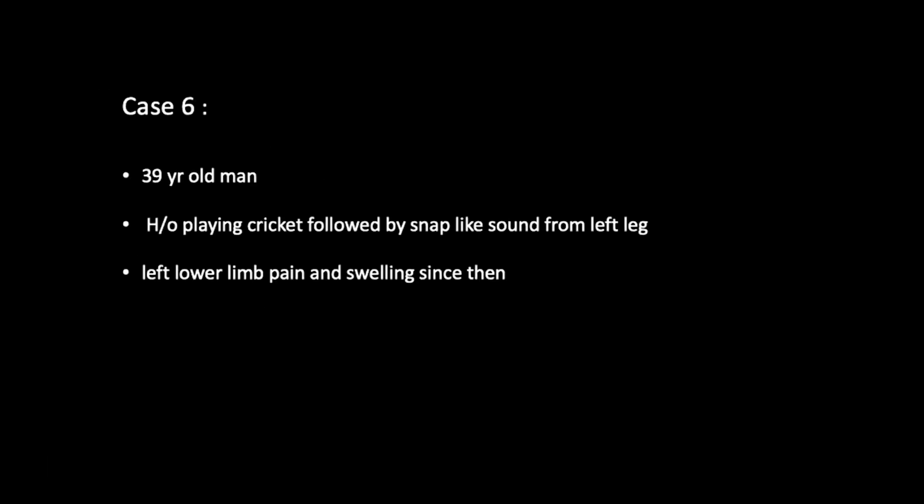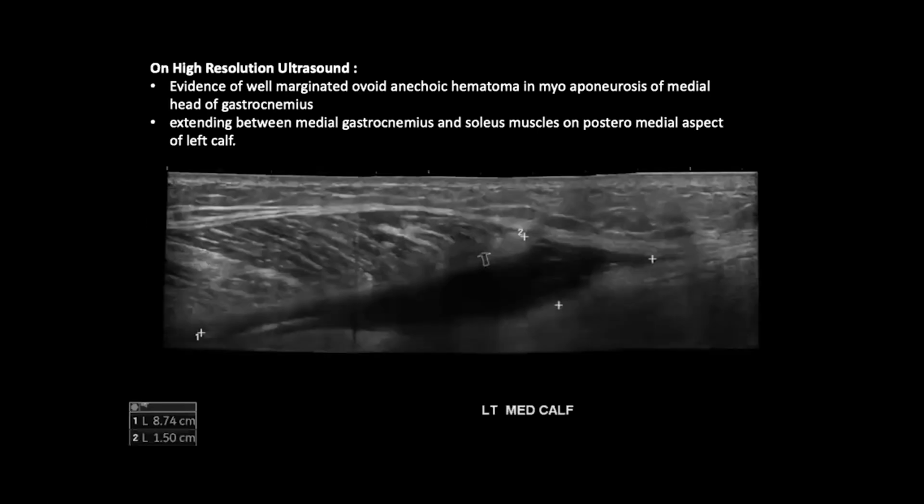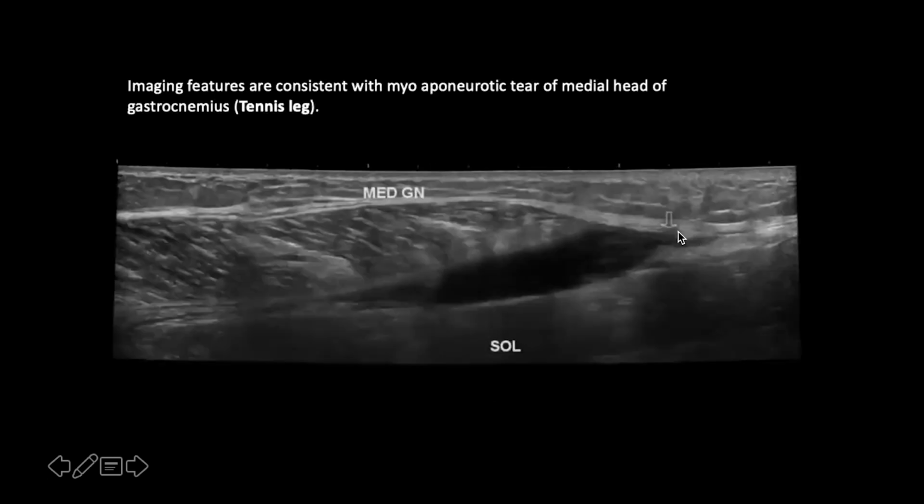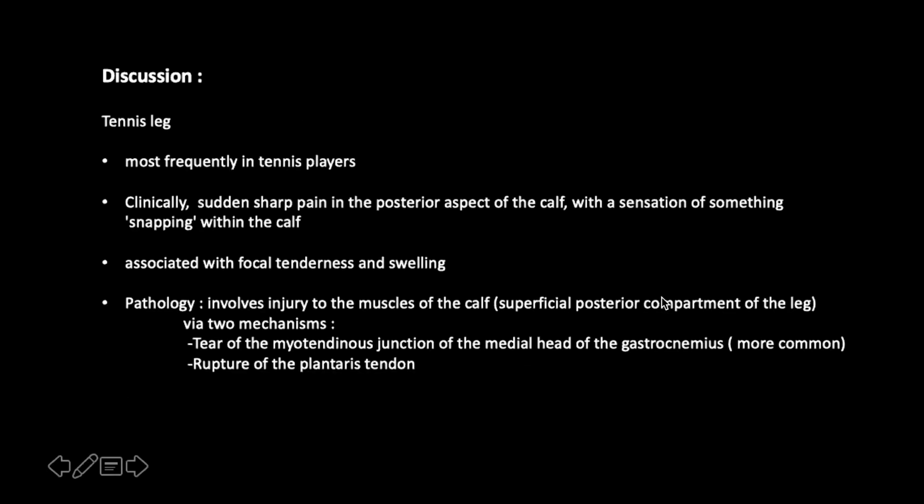The next case is a 39-year-old man who, while playing cricket, felt a snap-like sound. On high resolution ultrasound, there was a large well-marginated hematoma, basically in the myoaponeurosis of the medial head of the gastrocnemius, and this was extending between the gastrocnemius and the soleus muscle. You can see that there is distortion of the myoaponeurosis. This is classically known as tennis leg deformity.